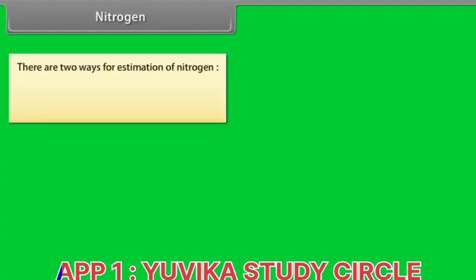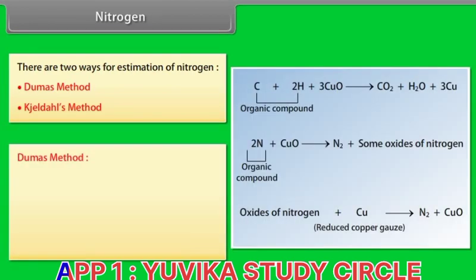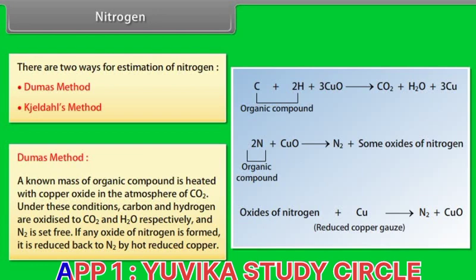Nitrogen. There are two ways for estimation of nitrogen: Dumas method and Kjeldahl's method. Dumas method. A known mass of organic compound is heated with copper oxide in the atmosphere of carbon dioxide. Under these conditions, carbon and hydrogen are oxidized to carbon dioxide and water respectively, and nitrogen is set free. If any oxide of nitrogen is formed, it is reduced back to nitrogen by hot reduced copper.